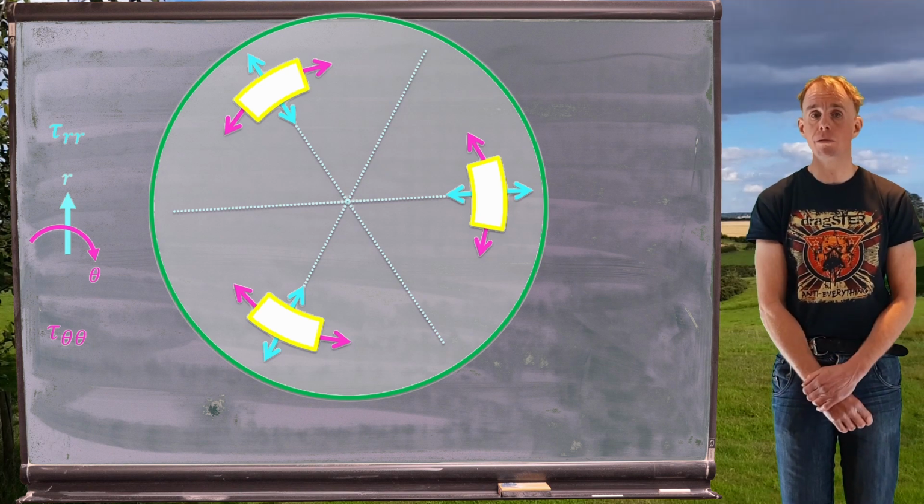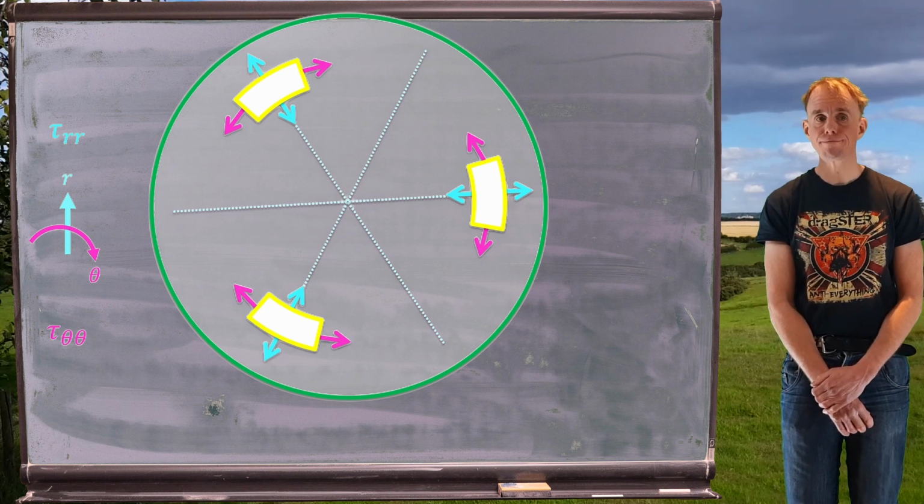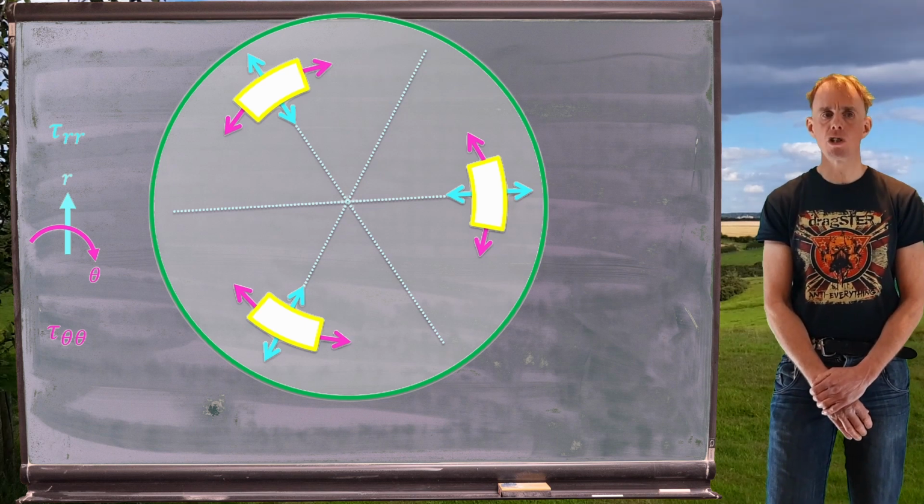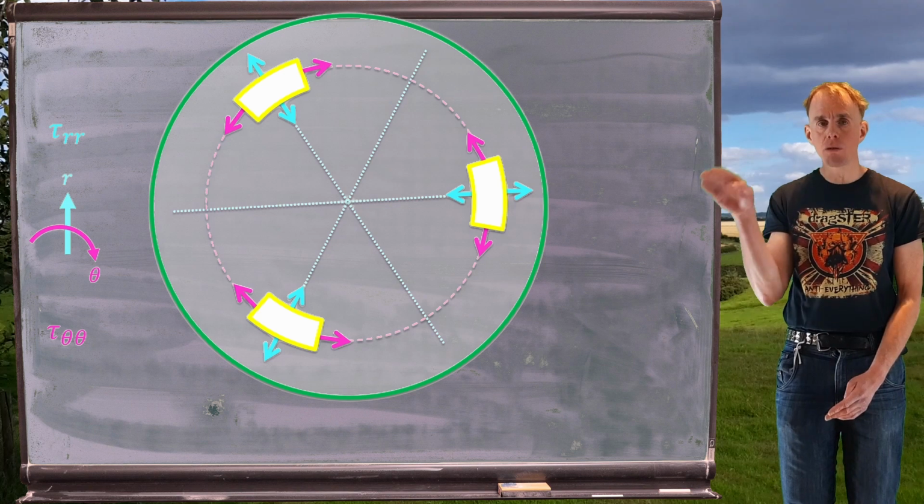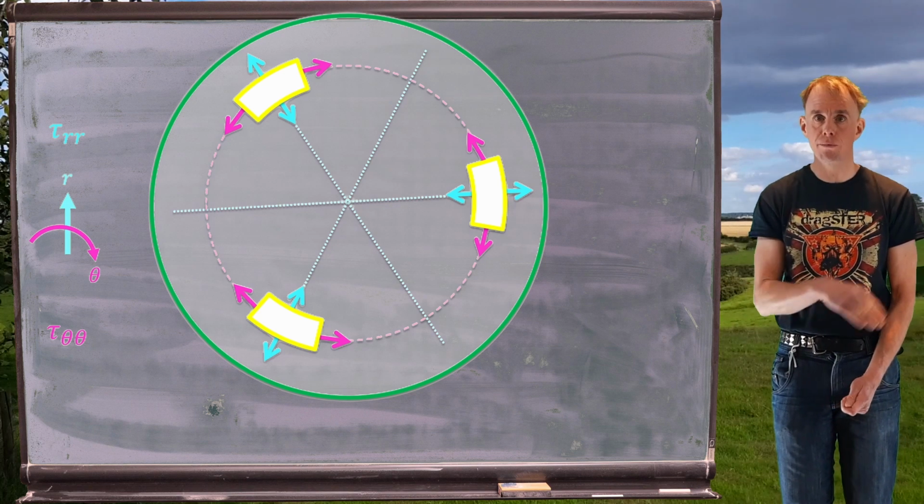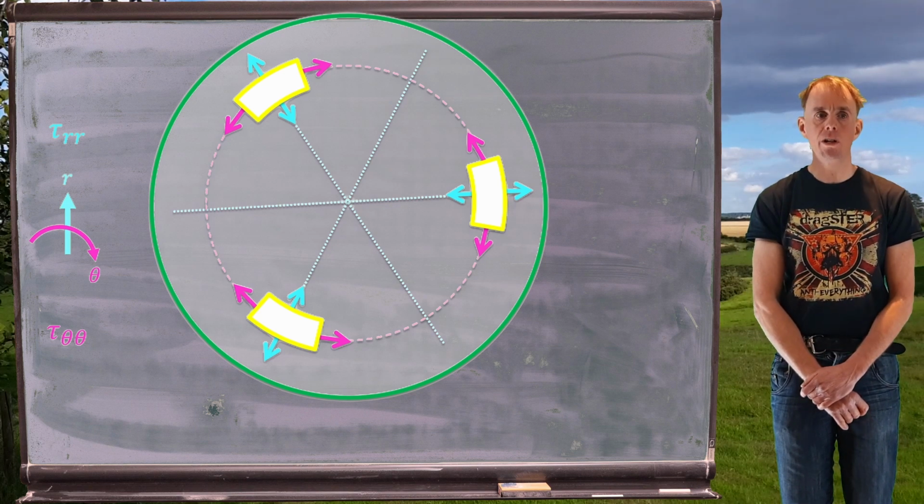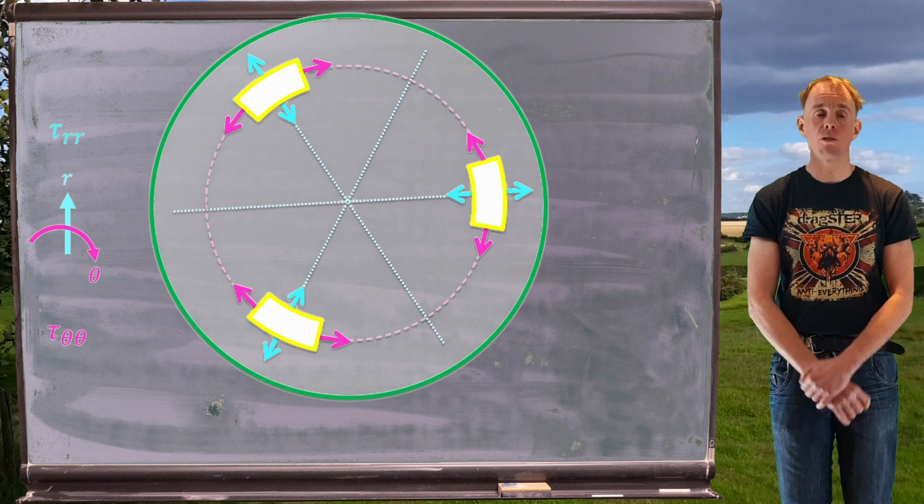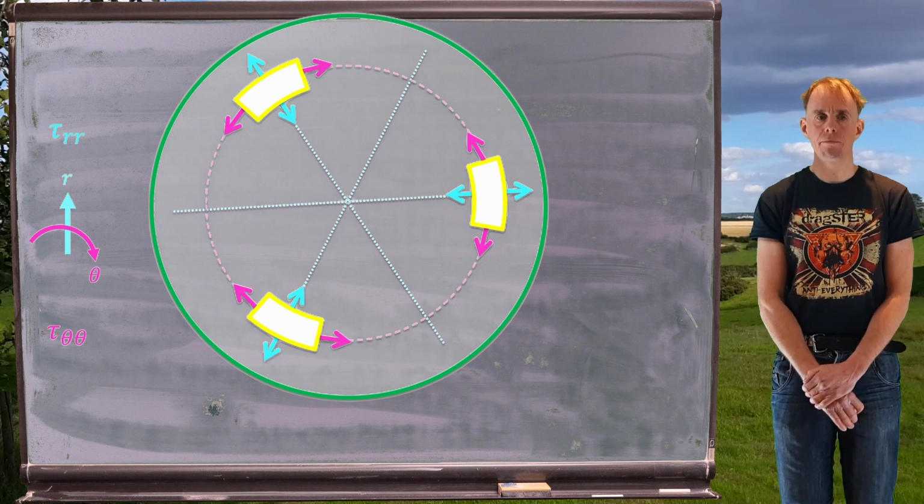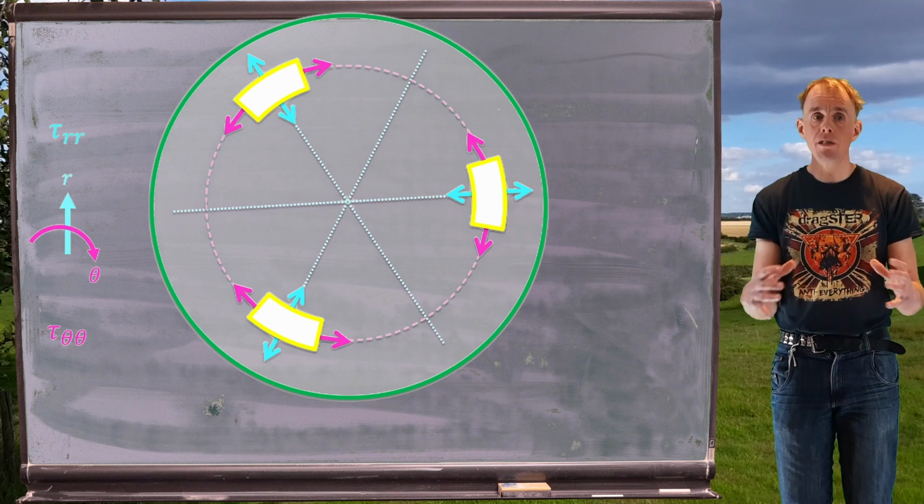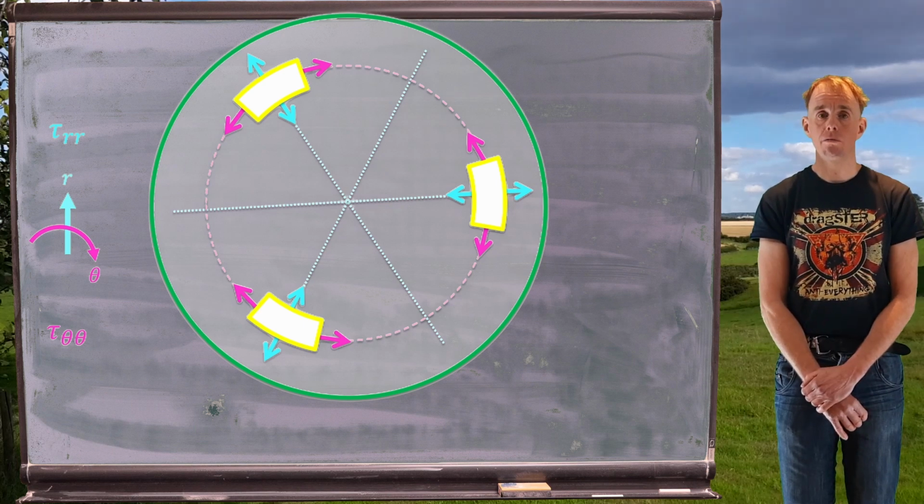So the net force is going to be 0 in the radial direction. Let's think circumferentially, and again we can see that all these purple forces in the circumferential direction act on a circle at constant radius, that dashed line. And so there's going to be no net force.